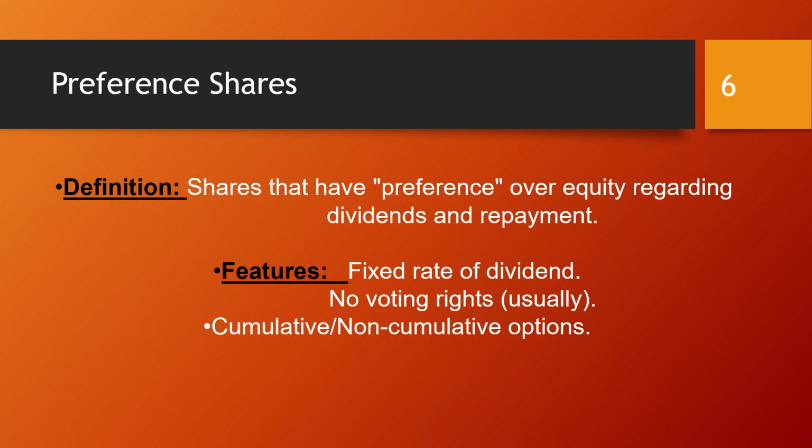Generally, preference shareholders do not have voting rights. Preference shareholders do not participate in management. Preference shareholders combine features of equity and debentures. Thus, a benefit for preference shareholders: they are less risky than equity shares.